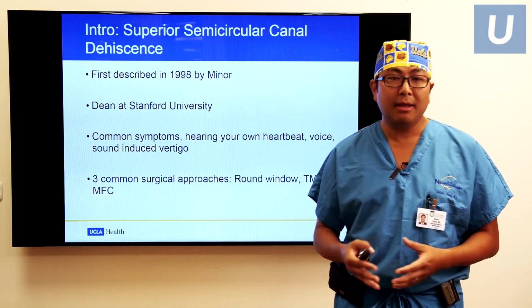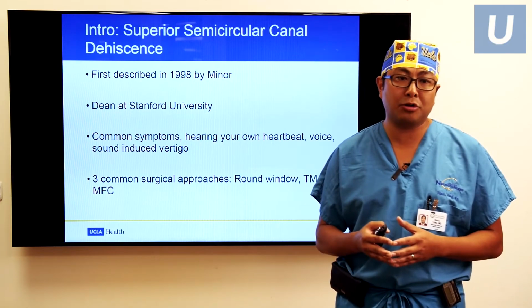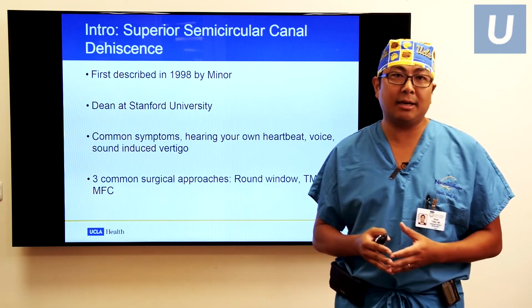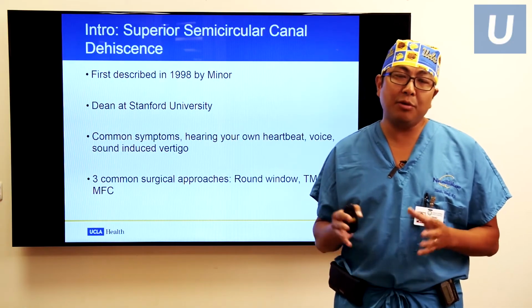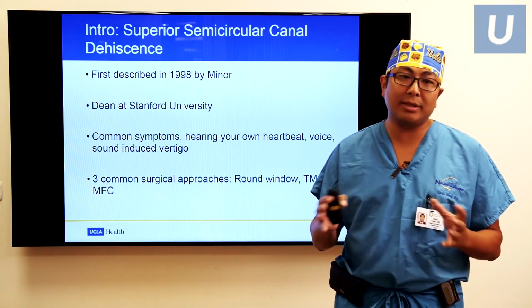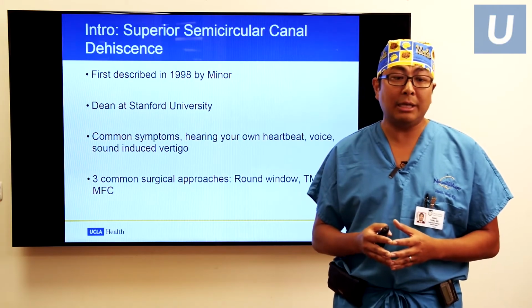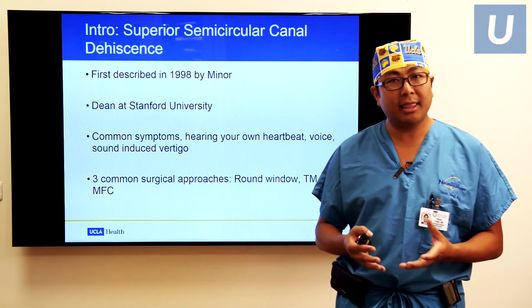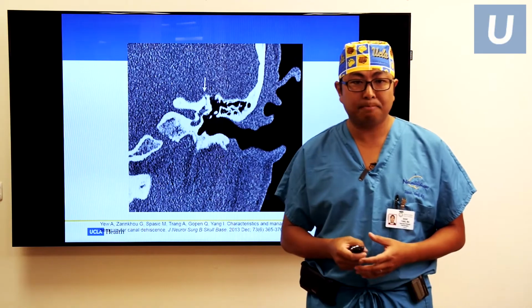Here at UCLA, for SSCD, we recommend MFC as the preferred approach, but it's not for everybody. If you can't get that done, you may need a transmastoid approach. Everyone's anatomy is different. Even though it's one disease, SSCD, everyone's SSCD needs to be approached uniquely, and so you'll have different approaches. But the most common approach, and the approach we recommend here at UCLA, is the middle fossa craniotomy.